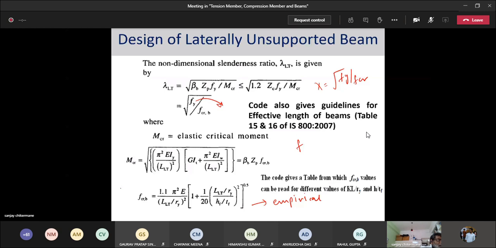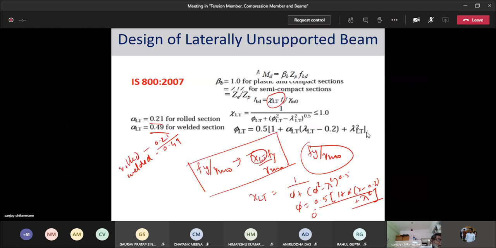So you know Fy, you know L, you know Ry. Find out what L by Ry is. When you know L by Ry, plug it in here and you'll get F critical. Then Fy by F critical, and the square root of that will give you lambda. Take this lambda, go to this equation, plug it in here. With alpha, you'll get phi. Take phi, plug it in there, and you'll get XLT.